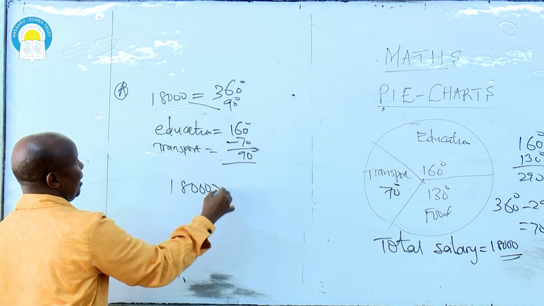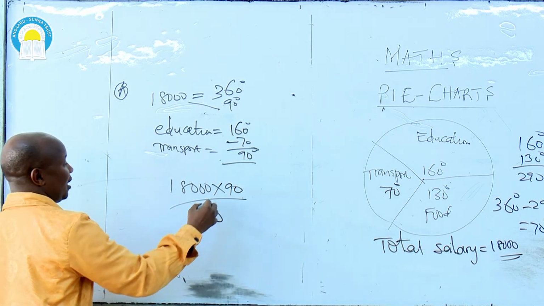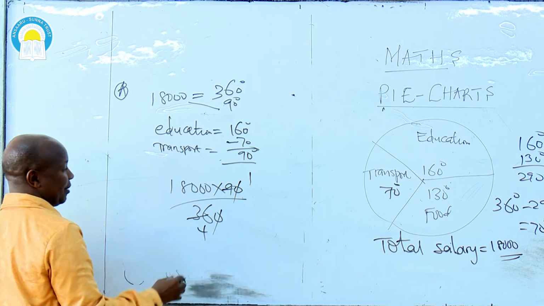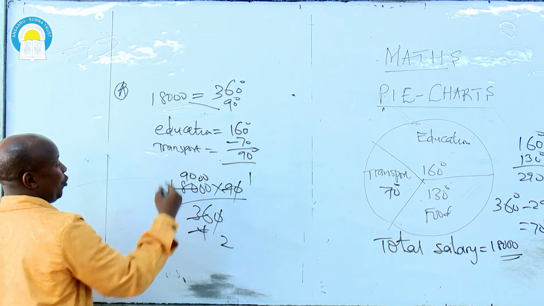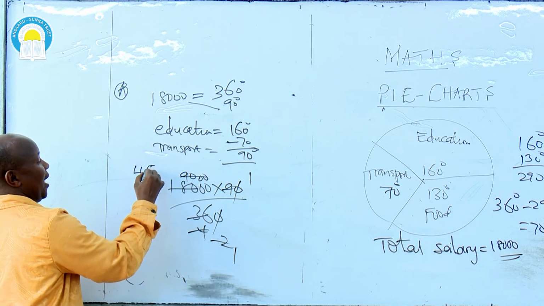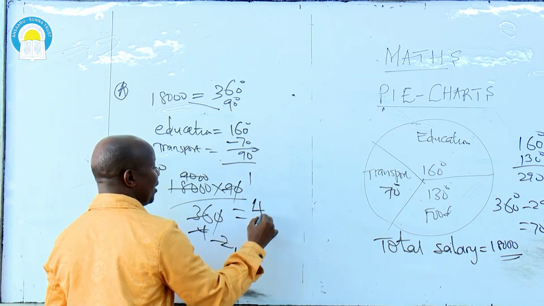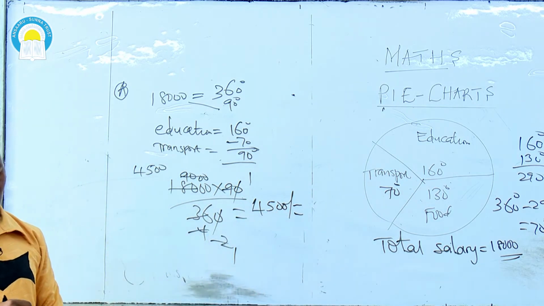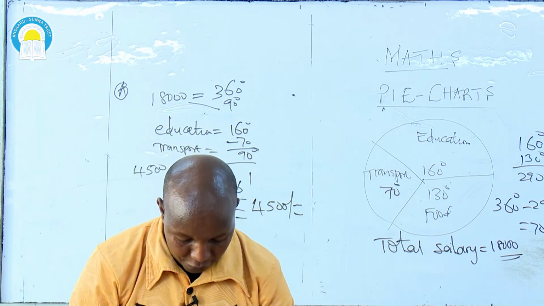You say 18,000 multiplied by 90 divided by 360. Zero will go to zero. By 9, 1. By 9 will go 4 times. By 2 will go to 2. By 2 will go to 90. Then plus 2 zeros. 9,000 divided by 2 is 4,500. In my case, he is spending 4,500 shillings more on education than on transport. That's very important for you to understand.